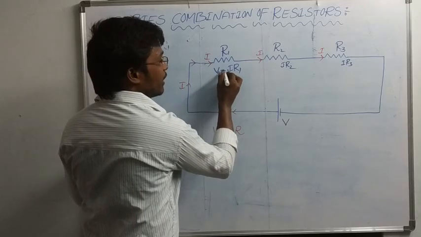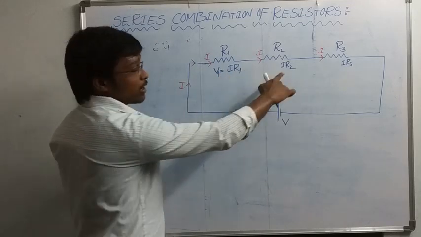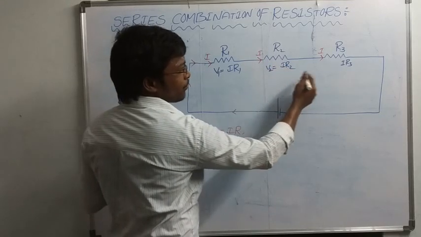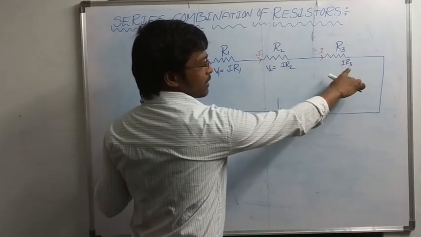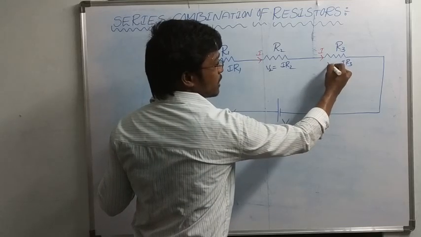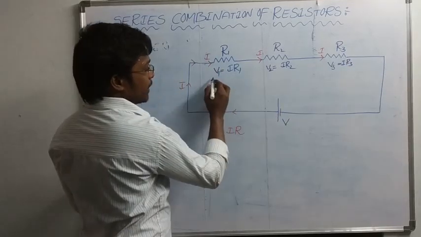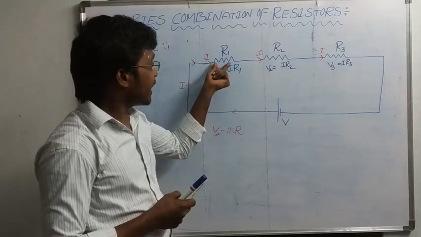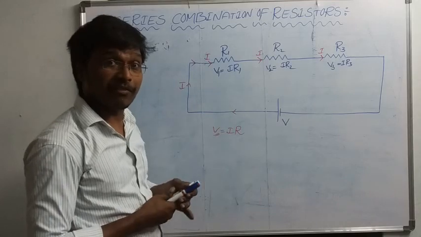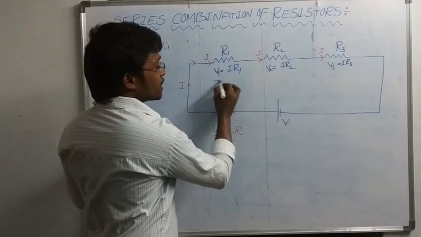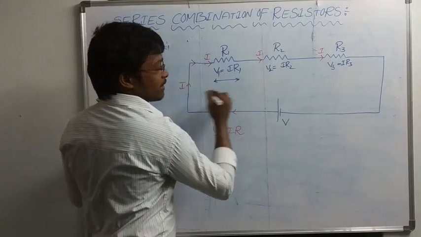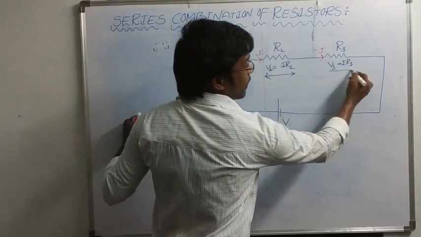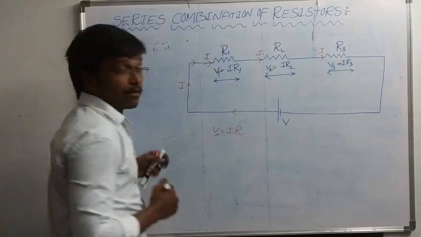Voltage V1 is equal to this one. Product of current into resistance, again that is also voltage, so this is V2. Product of current into resistance, voltage, so this is V3. Remember carefully, the voltage across the first resistor is V1, the voltage across the second resistor is V2, and the voltage across the third resistor is V3.